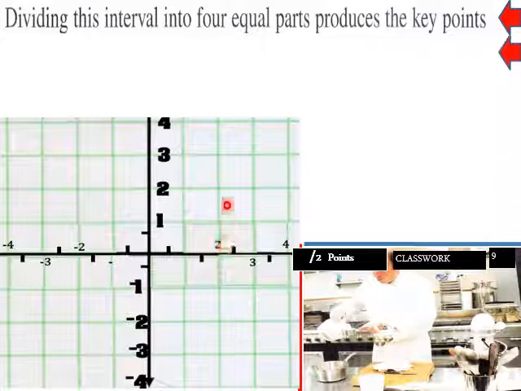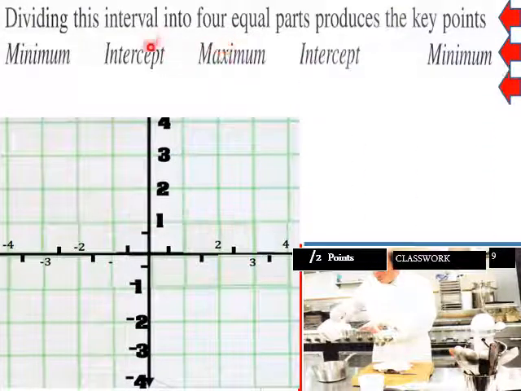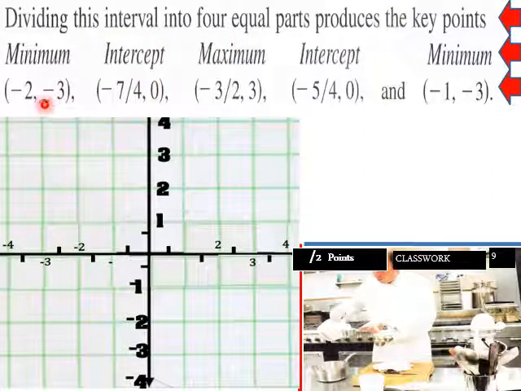So for that, divide this interval into 4 equal parts. Negative 2, negative 3, negative 7 over 4 is 0. The maximum will be at negative 3 over 2, which equals 3. And then our intercept will be negative 5 over 4, 0. And then when x equals negative 1, y equals negative 3, back down here again. So we got something like that.